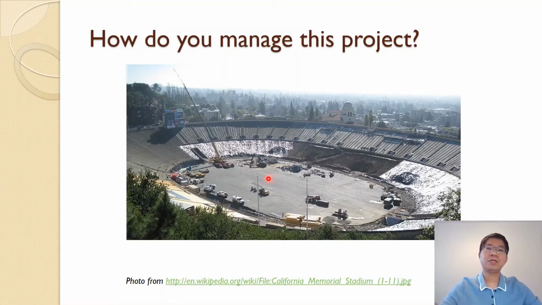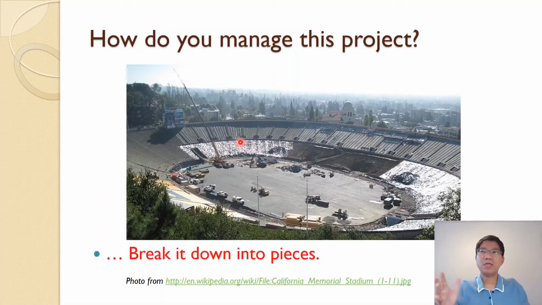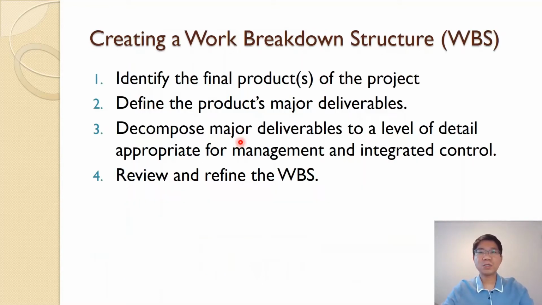This is a picture of the California Memorial Stadium, UC Berkeley, where I graduated from. And this one, how to manage this big complex project? Of course, it's just a metaphor, like eating a cow, we need to take one bite at a time. To manage this project, we need to break it down into pieces. And that systematic process to break a project down into pieces, we call a work breakdown structure.